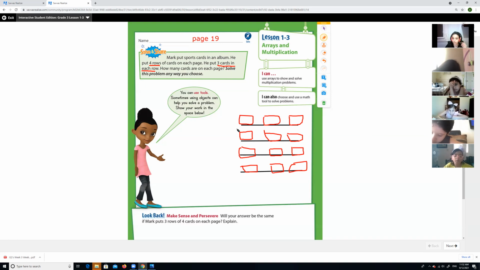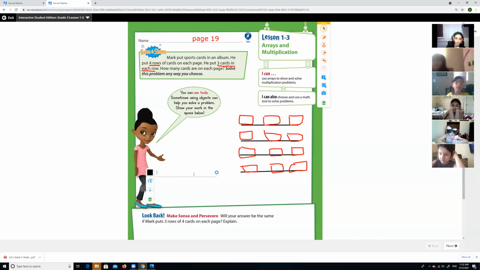Okay, now who can give me an addition equation for this array, Asil? Can you give me an addition equation? 3 plus 3. Excellent. I will write 3 for each row. 3 plus 3 plus 3 plus 3. Now add, Asil. 3 plus 3, 6. And also 3 plus 3, 6. So I have 6 plus 6, 12. Excellent.